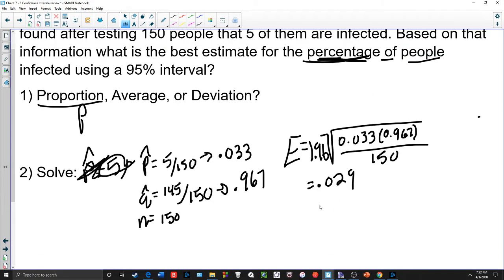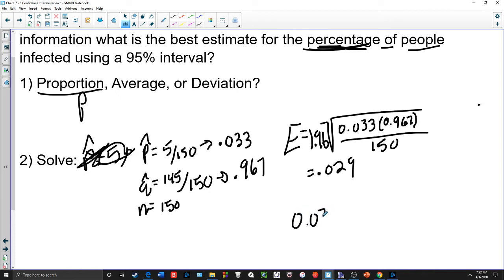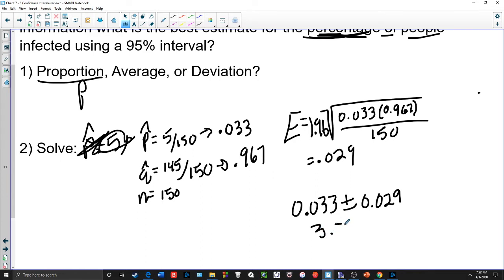So my interval would be my p hat, 0.033, plus or minus my margin of error, 0.029. Or if you want to put it as a percent, it'd be about 3.3% plus or minus 2.9%. So pretty much 3% plus or minus 3%, essentially. Which is a pretty low percentage, but that's in line with our sample percentage, which was pretty low, 5 out of 150. That's not a lot of people. So it makes sense that our interval is also quite small.